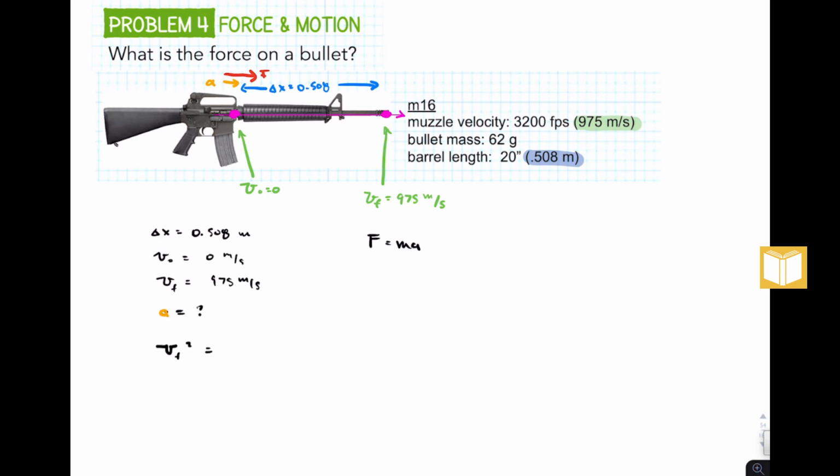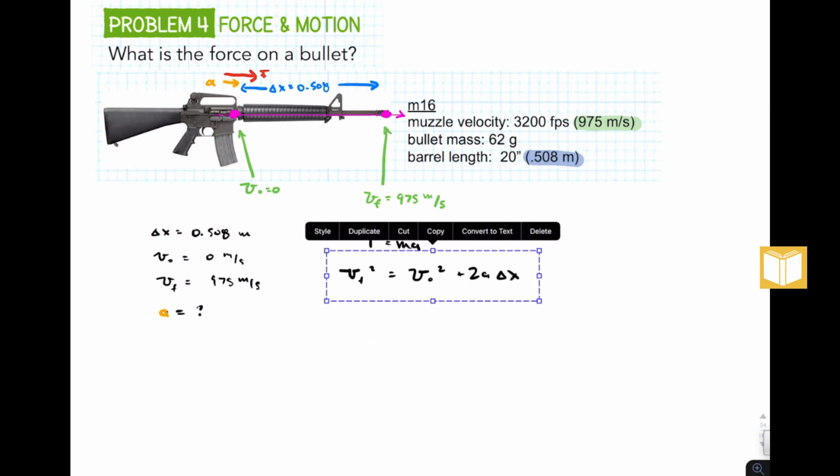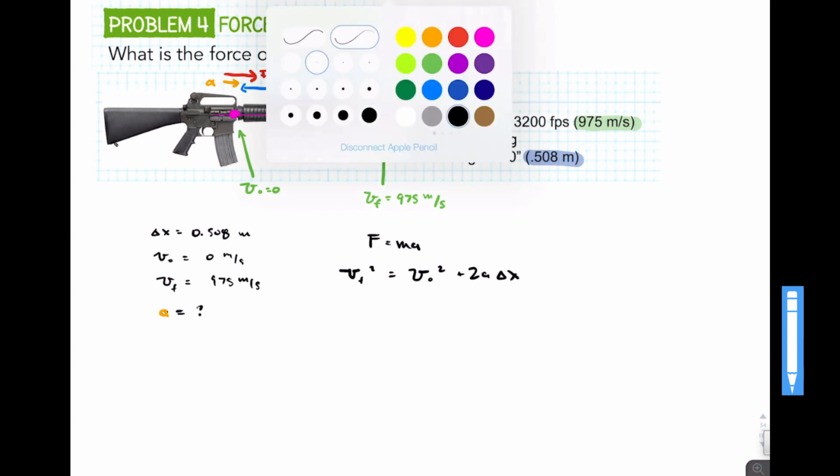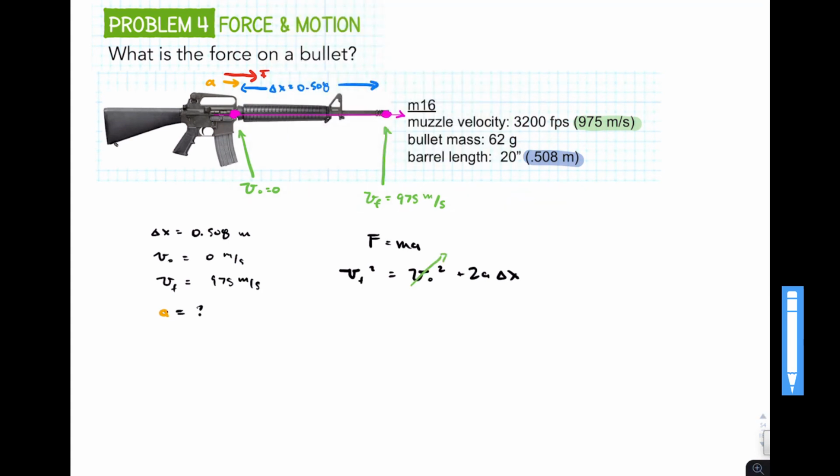So for the acceleration, there's an equation that doesn't have time, and it's this one. V final squared is equal to V initial squared plus 2a delta x, okay? I'm going to move this up here just so we have all of our equations that we're using together. We know that this is 0. So now we have v final squared is equal to 2a delta x. So we can solve for acceleration. That's going to be v final squared over 2 delta x. So we plug in our numbers. That's 975 meters per second squared over 2 times 0.508 meters.